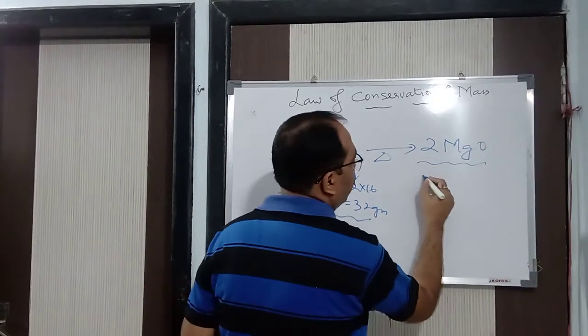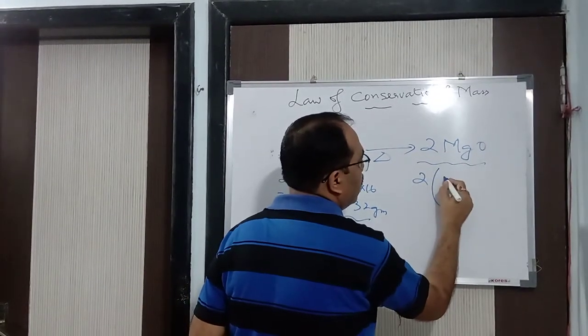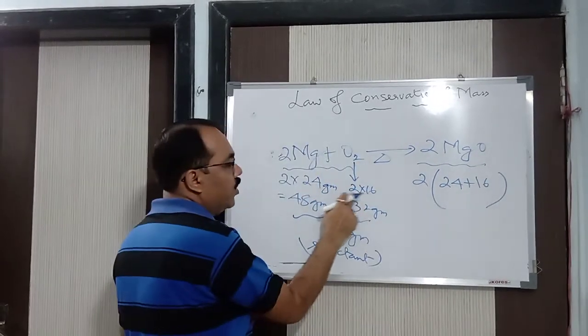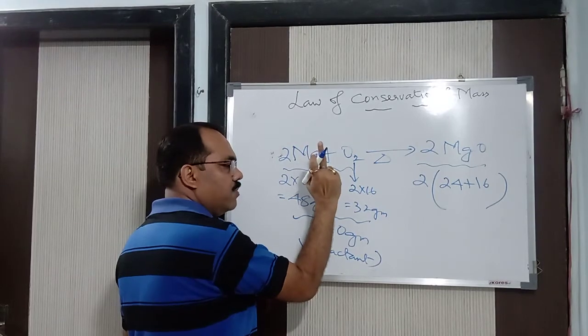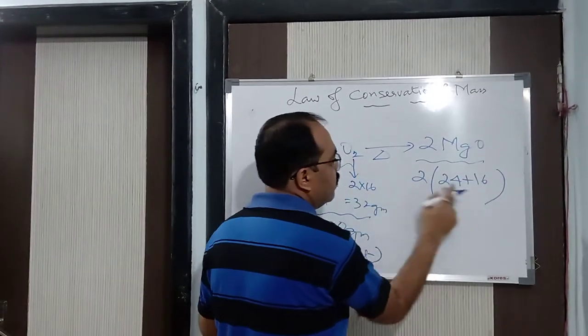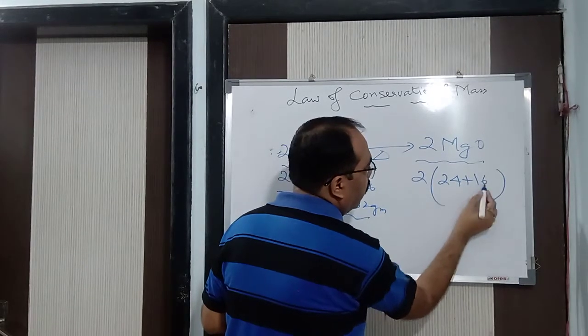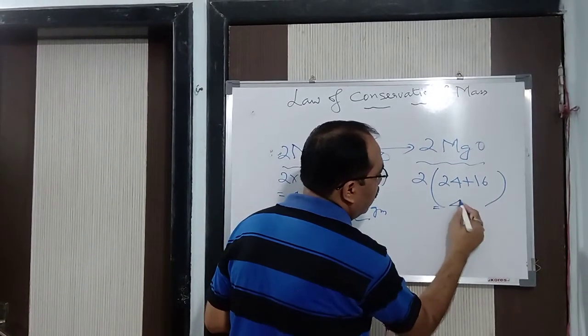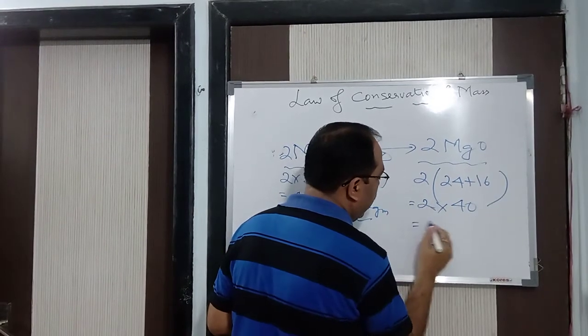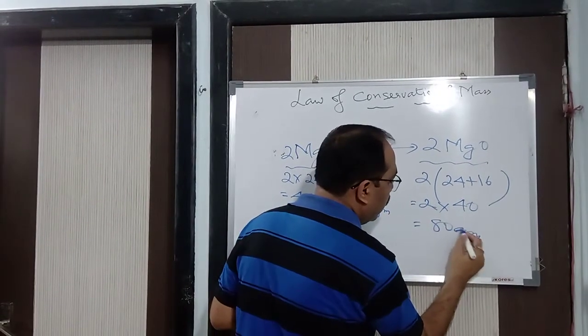Now let us take the weight of the product. Magnesium is 24. Oxygen is 16. One oxygen atom is 16 gram. So here it is 24 plus 16, which is 40. Here 2 is there, so 2 into 40 gives the same thing, 80 gram.